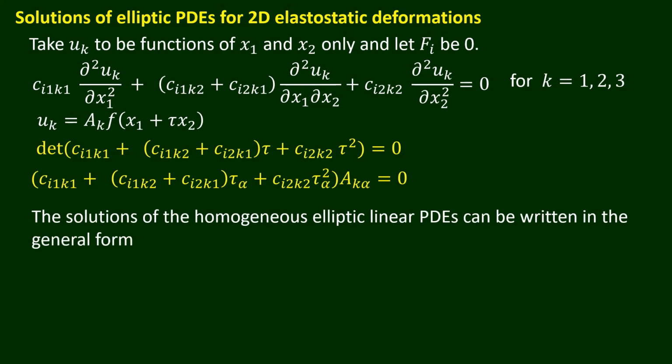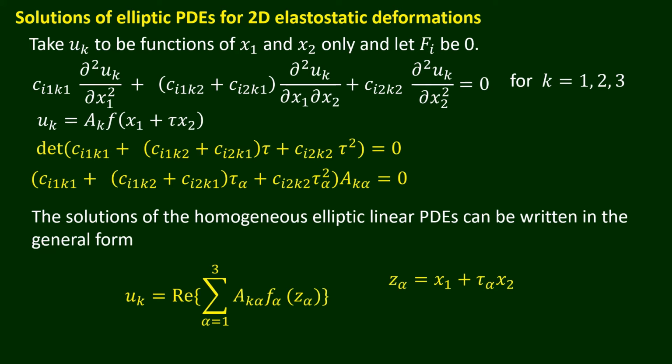The solutions of the homogeneous elliptic linear partial differential equations can be written in the general form uk = real part of the sum over α = 1 to 3 of akα Fα(zα). Note that zα = x1 + τα x2 is a complex variable, and Fα is an analytic complex function of zα.